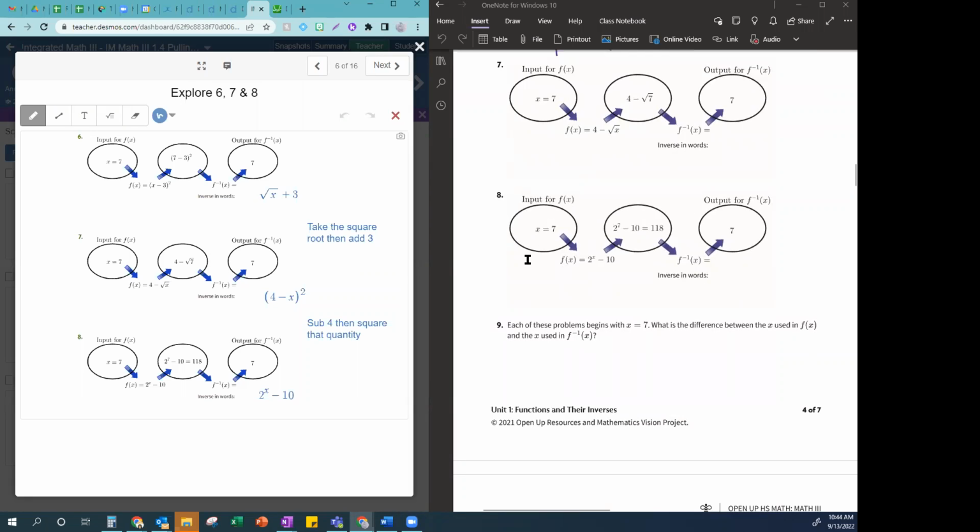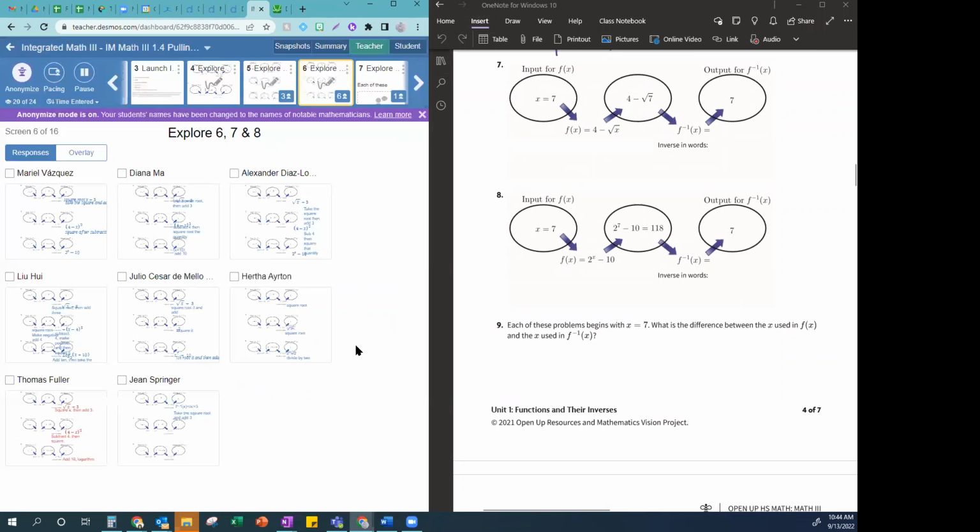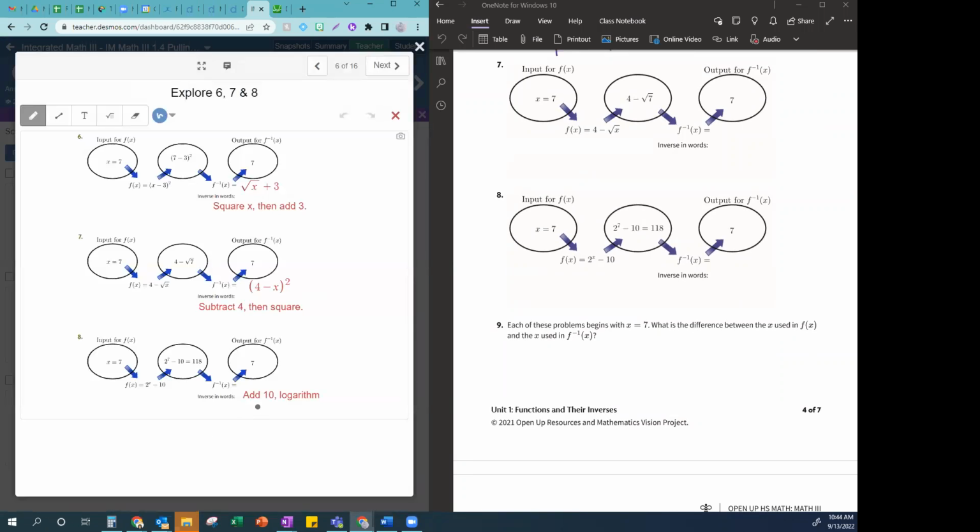Same thing goes here. Now you know how to undo square root and undo exponentials. So this one's actually wrong. Let's see if I got a right answer. Yeah, this person listed out, I really like, they said add 10, then log. Very good. So this person's list is perfect. I'm going to show you how to actually write that. So let's do this one.